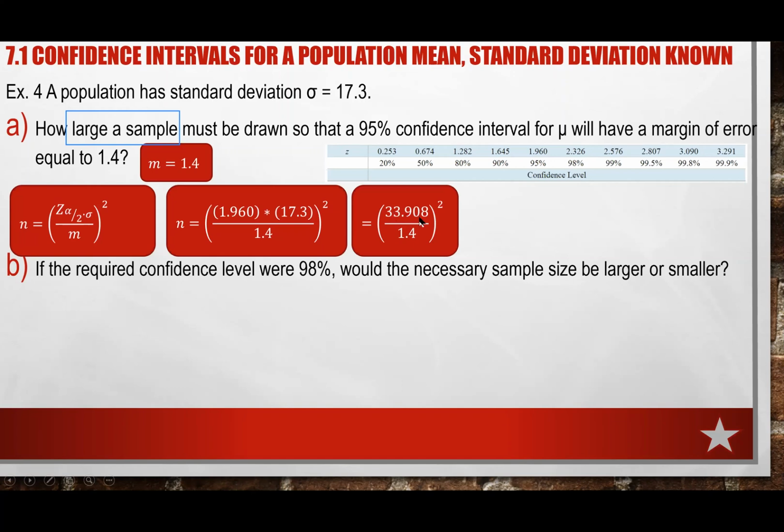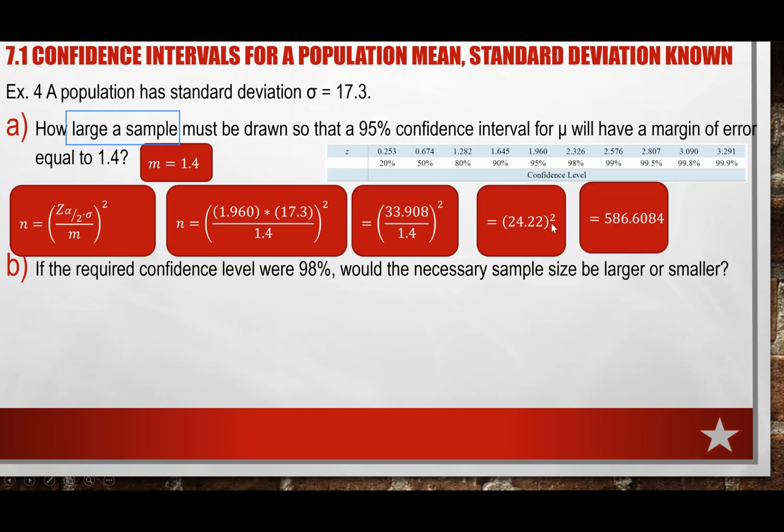I have 33.908. Divide by 1.4, I will get 24.22, and I take that and square it to give me 586.6. Because it's 586.6, I have to go up to the next whole number, which is 587. So I need 587 samples, whatever this data is. If this data is test takers, I need at least 587 items in order for me to be 95% confident to estimate the population mean.